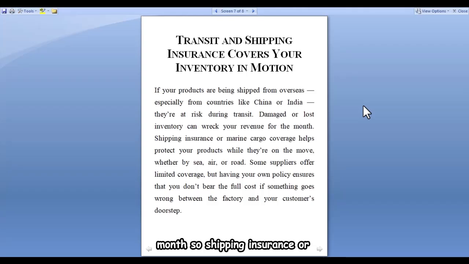So shipping insurance or marine cargo coverage helps protect your products while they are on the move, whether by sea, air, or road. Some suppliers offer limited coverage, but having your own policy ensures that you don't bear the full cost if something goes wrong between the factory and your customer's doorstep. So now let's go to the last one.